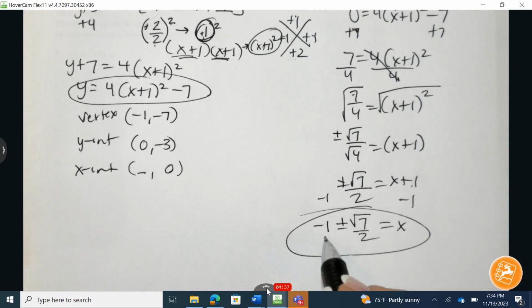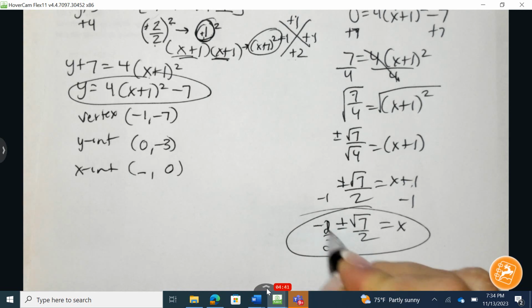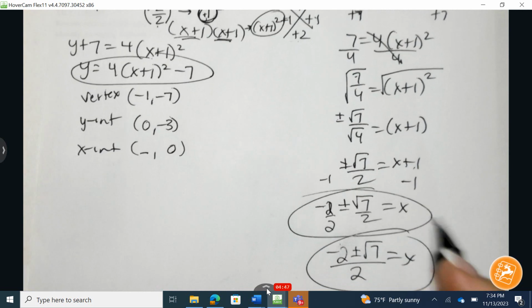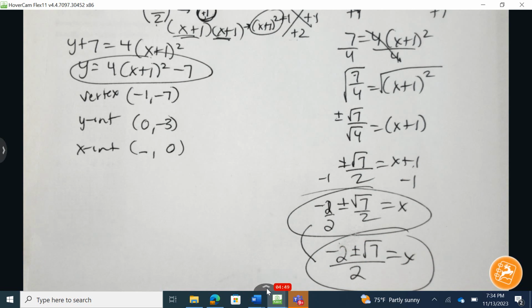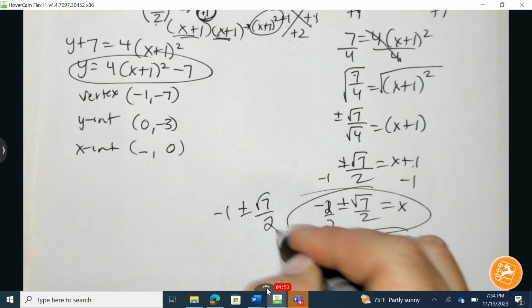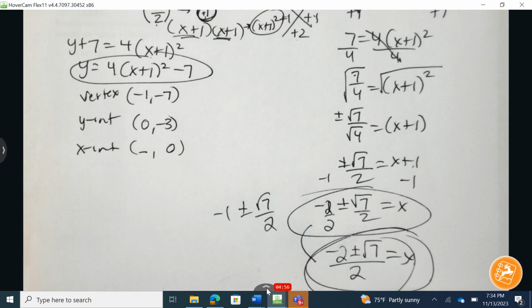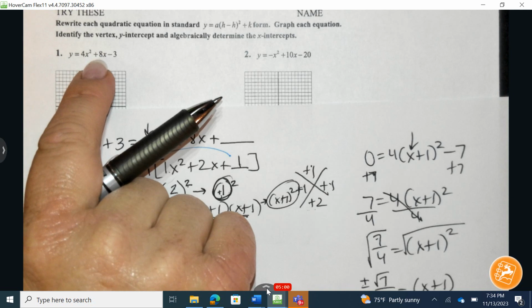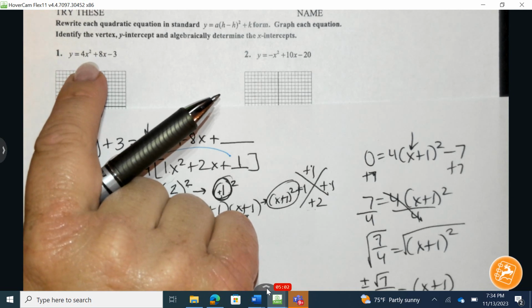So I know that if I write 2 over 2, it's the same thing as 1. So if I change this to negative 2 over 2, that's the same thing as negative 1. And it may have been possible that on Mr. McFarland's answer key it looked like this. It's just in a different form. These are the exact same thing. Whether we write this as negative 1 plus or minus the square root of 7 over 2, or we write it in this form. Equivalent forms. And again, you could have found the x-intercepts by actually using the quadratic formula.